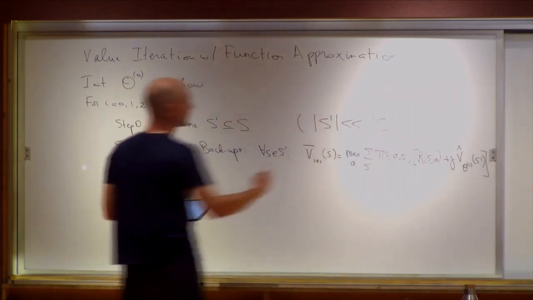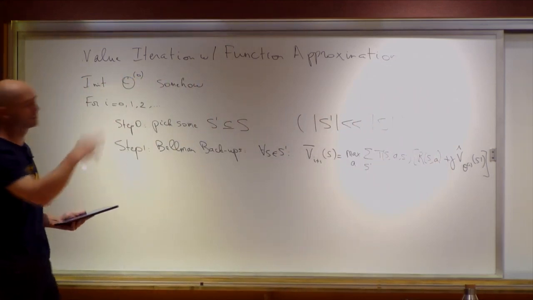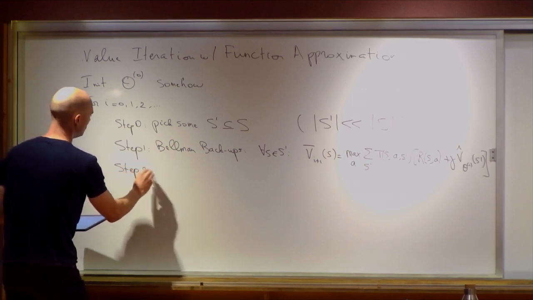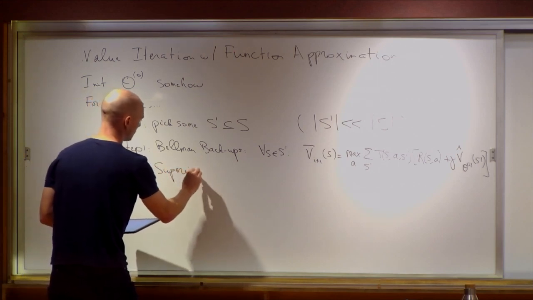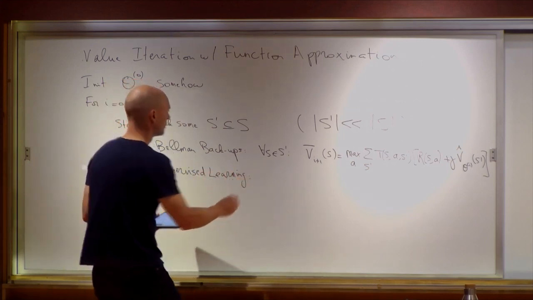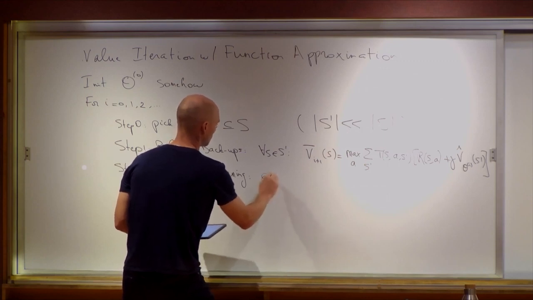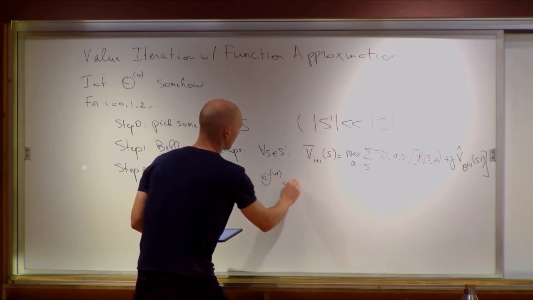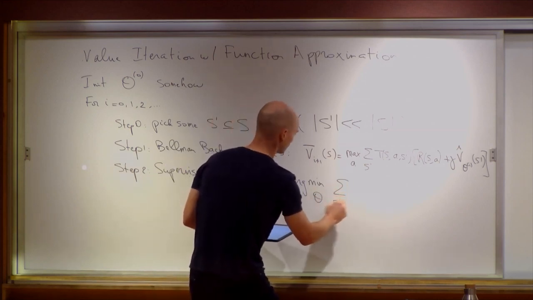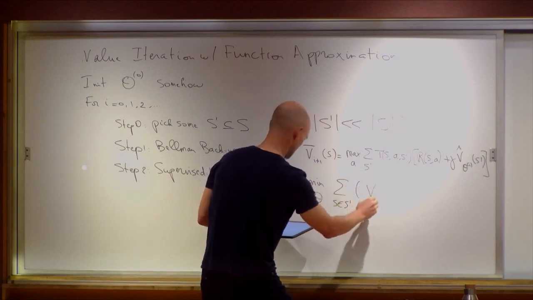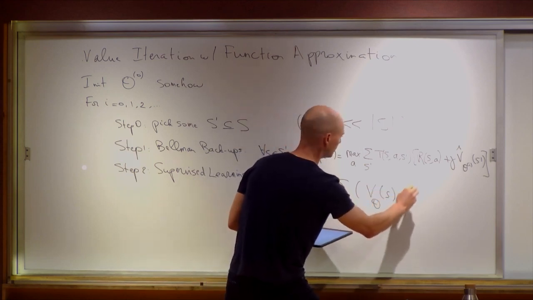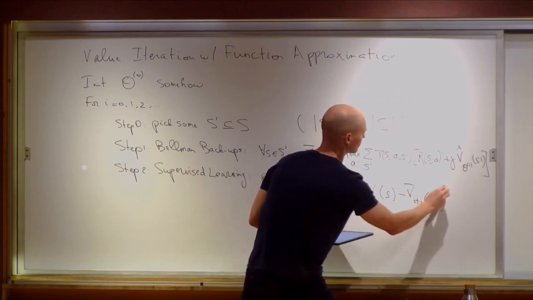Once we have that, we actually have a bunch of pairs. This results in pairs of states and estimates of v i plus 1 for that state. And then step 2 will just be supervised learning. So we will find theta i plus 1 as the arg min over theta of the sum over s in S prime of v theta of s minus v bar i plus 1, which is our target values, of s, squared.